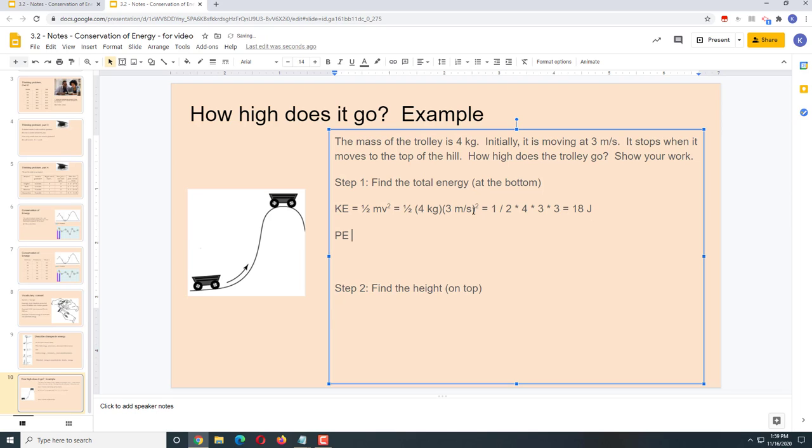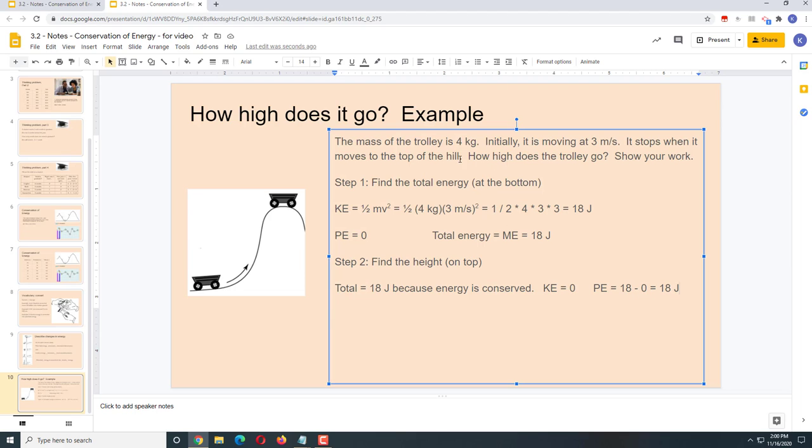And we know on the bottom there's no potential energy. So the total energy is going to be 18 joules. 18 plus 0 is 18. At the top, the total is going to be 18 joules because energy is conserved. There's no KE, so PE is going to be 18 minus 0, which is 18 joules.